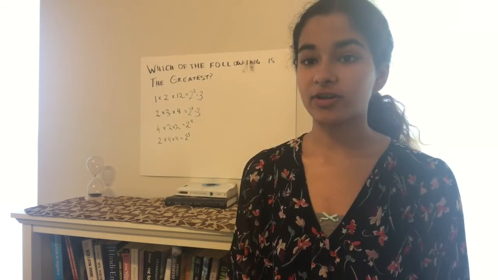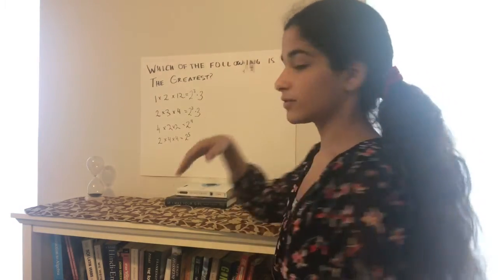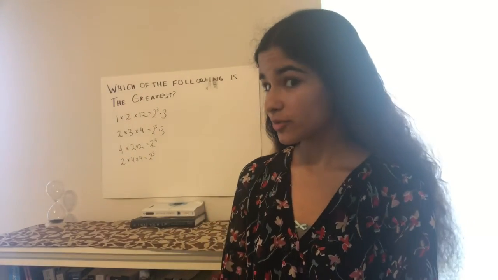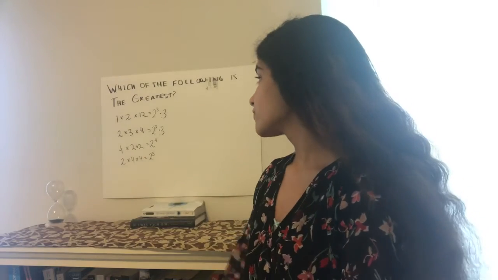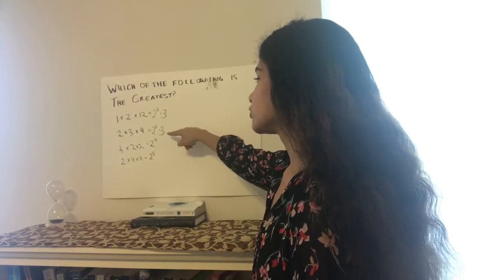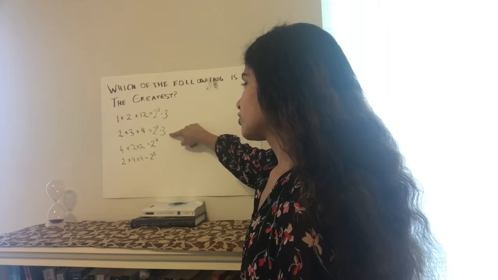These are the prime factorizations of all of these numbers. And now the time has come to figure out which one of these is the biggest. Well, 2 to the third times 3 and 2 to the third times 3 are the same.